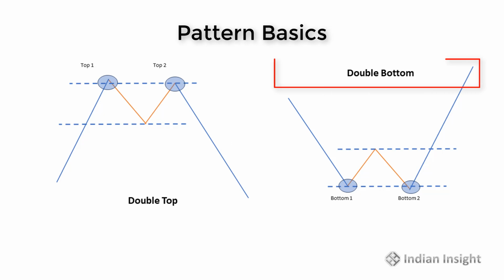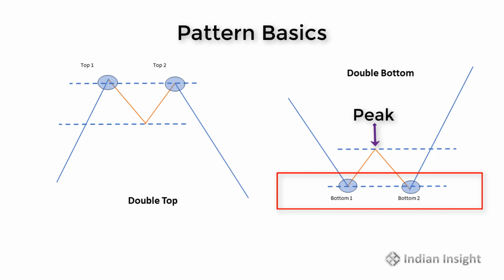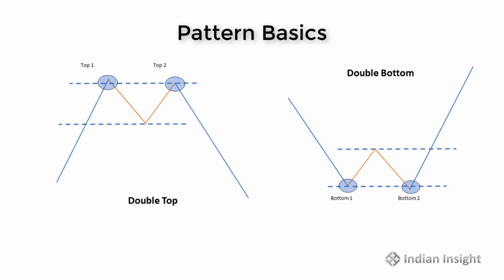Conversely, a double bottom forms after a prolonged downward trend. It features two consecutive troughs with a peak in the middle. This pattern indicates a weakening of bearish momentum and suggests an upcoming bullish reversal. Both patterns signal potential shifts in market sentiment, making them invaluable for traders looking to enter or exit positions at the most opportune moment. Now, how do we spot these patterns?